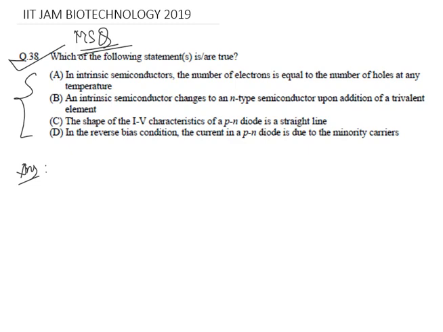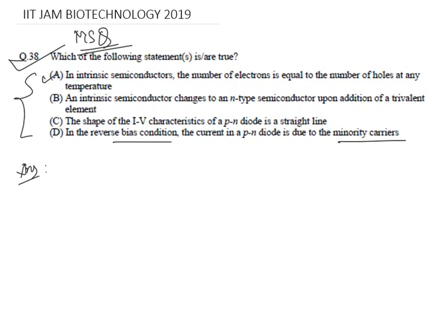So the first statement is: in an intrinsic semiconductor, the number of electrons is equal to the number of holes at any temperature. The second: an intrinsic semiconductor changes to an n-type semiconductor upon addition of a trivalent element. The third one is: the shape of the I-V characteristic of a PN diode is a straight line. And lastly, in the reverse bias condition, the current in a PN diode is due to the minority carriers.